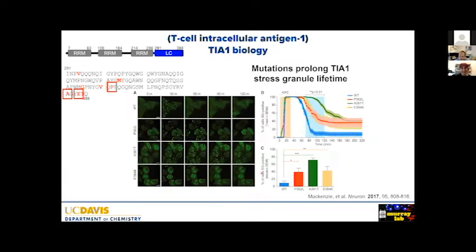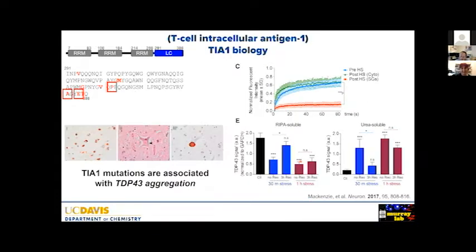So they also turned to some cell culture assays. You can induce stress in cell culture by adding things like arsenic. These punctae are stress granules, which are similar to the liquid droplets that I was telling you about for TDP43. And the effect of these disease mutations is an increased persistence lifetime of the liquid droplets. The liquid droplets, or excuse me, the stress granules will persist for longer periods of time when you have these disease mutations present.